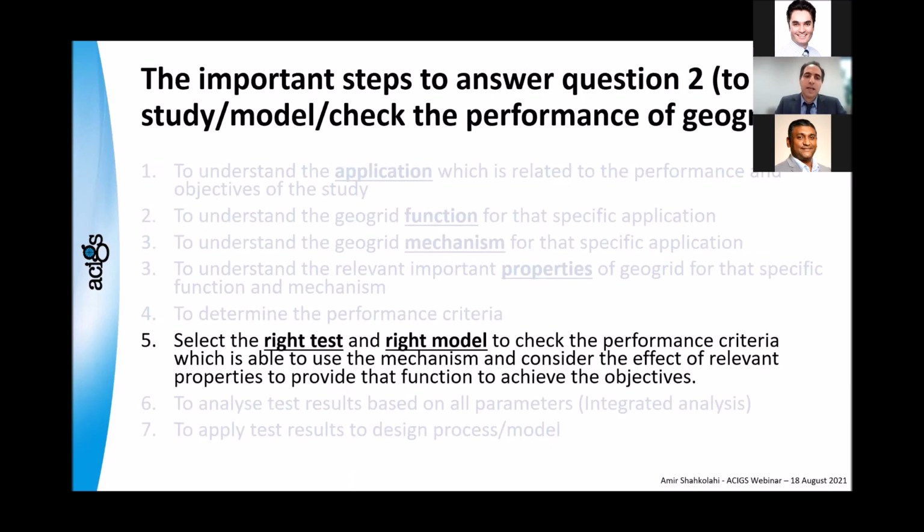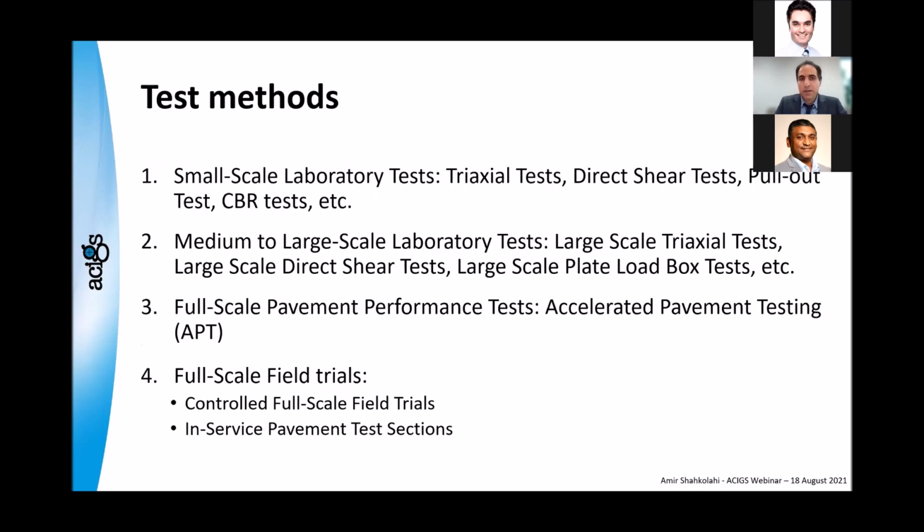Now, the 5th one is, let's select the right test and right model. There are different tests available. We have small scale laboratory tests like triaxial cell test, direct shear test, plate load test, CBR test. We have medium to large scale lab tests, like again, large scale triaxial cell test or large direct shear test, large plate load test, or we have full scale pavements like APT, which is in a controlled area, and we have full scale field trials, which is an uncontrolled area. Now, again, field trials can have controlled conditions for construction.